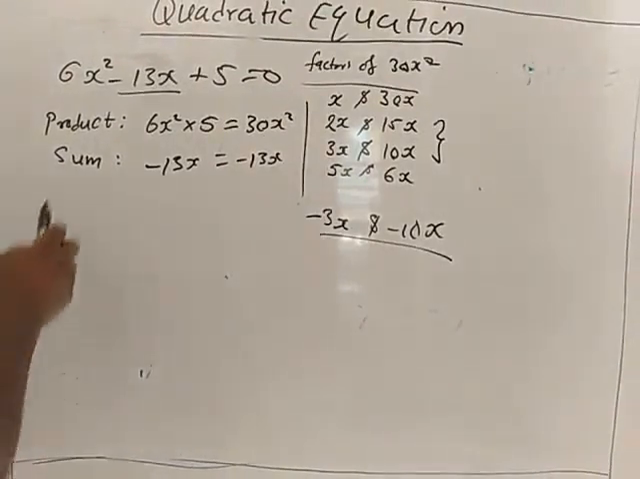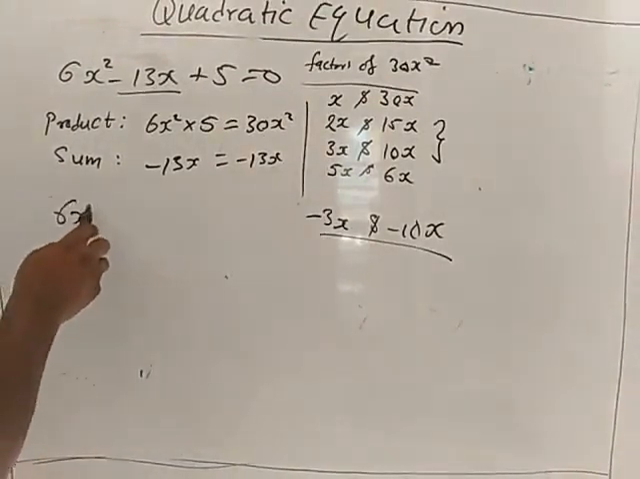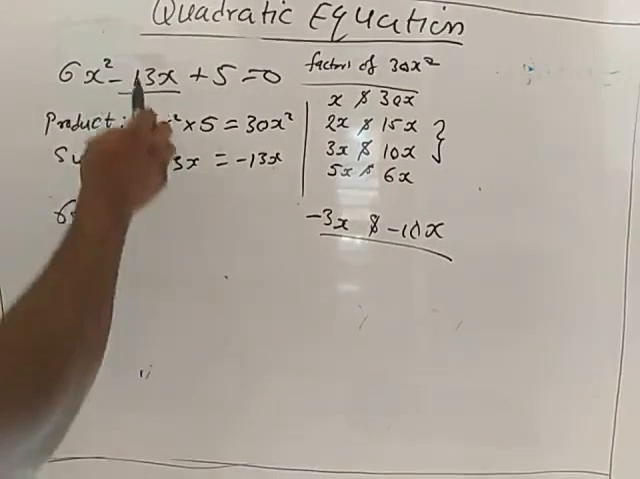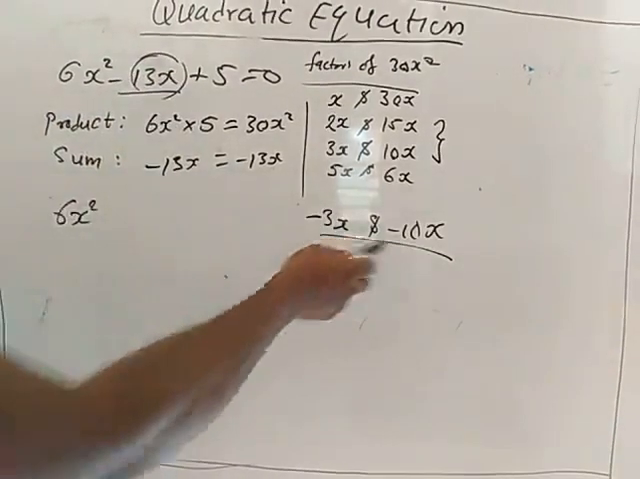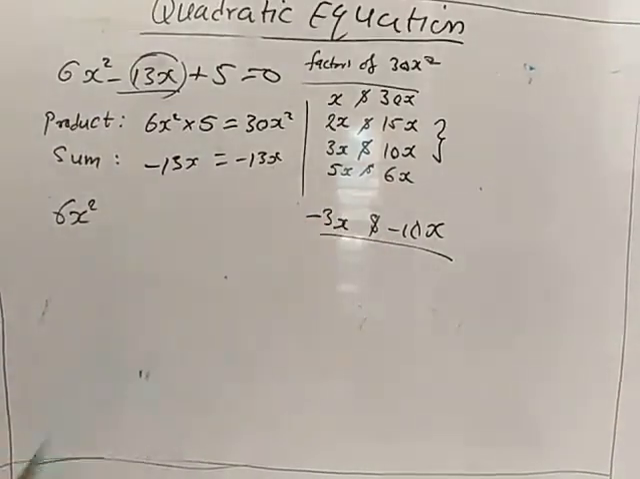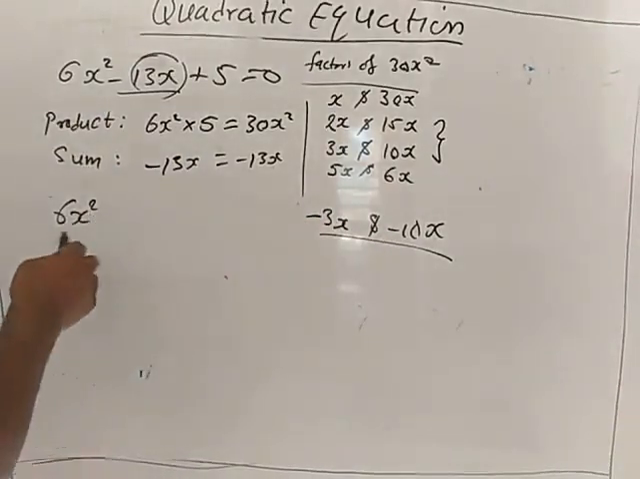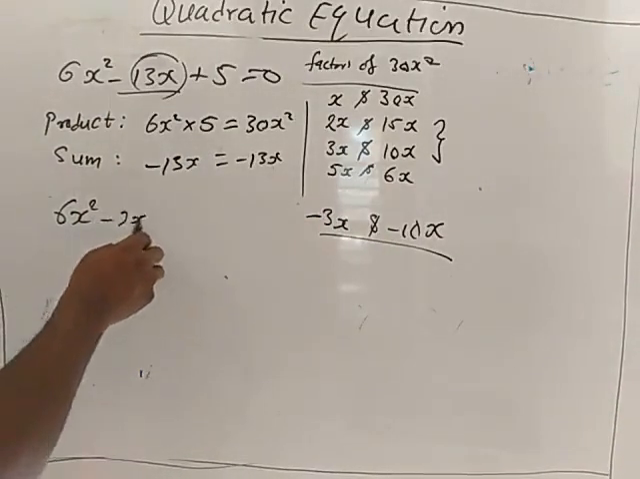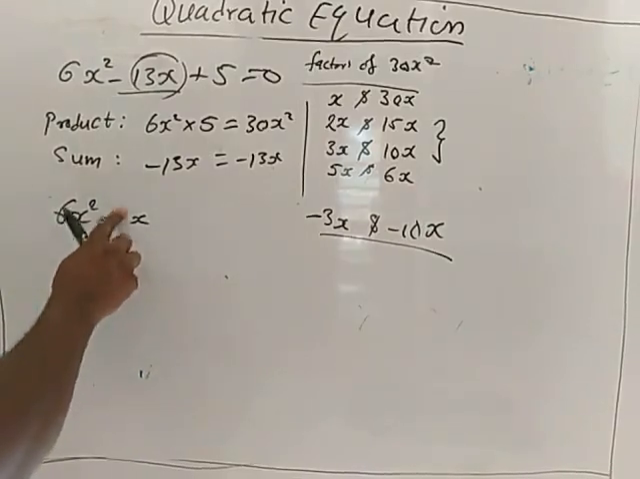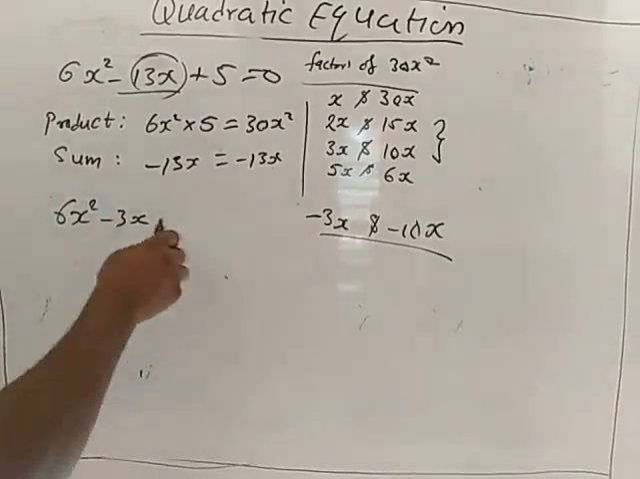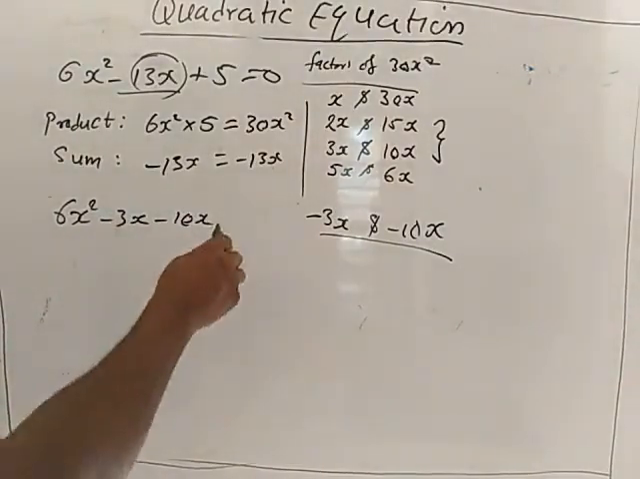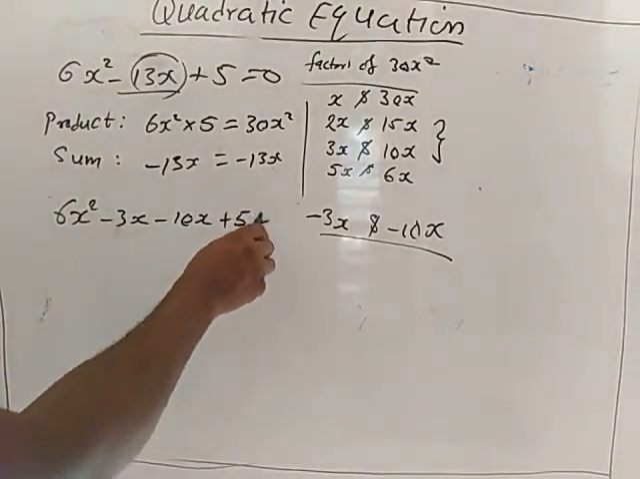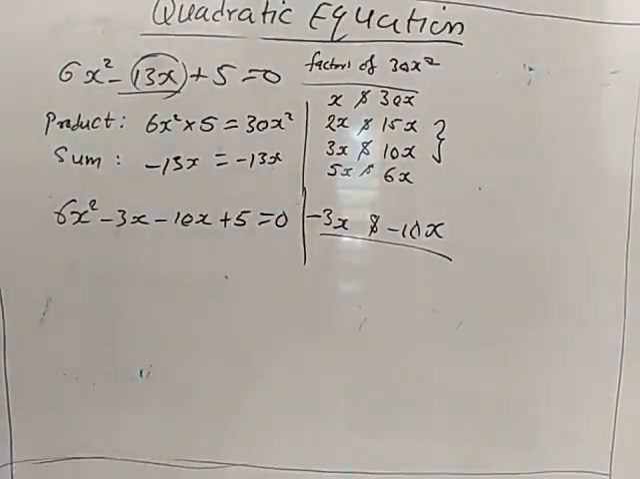Therefore, the next thing is to now write 6x squared. Then we eliminate this one and replace it with these two numbers. Therefore, we have 6x squared minus 3x minus 10x plus 5 equal to 0.